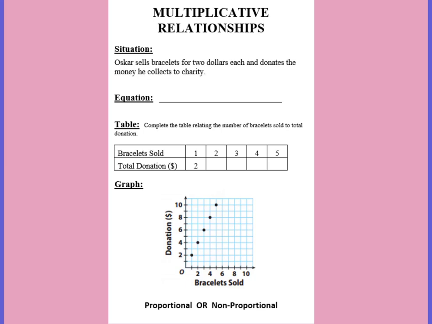Oscar sells bracelets for $2 each and donates the money he collects to charity. So we want to write our equation. Remember, the number of bracelets sold is our X, and our Y is the total donation. So the total money that he makes is our Y. That's what we're looking for. So Y is going to equal something with the number of bracelets sold. Well, it tells us that he sells it for $2 each. This each is your clue word for multiplication. So you're going to multiply each bracelet by 2. So y equals 2x.